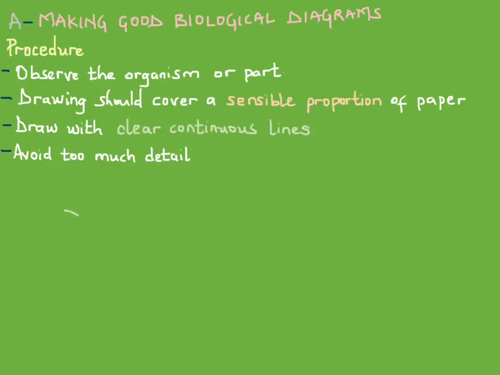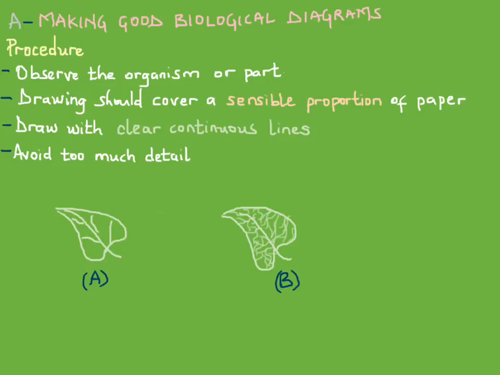For example, imagine you were asked to draw the diagram of a simple compound leaf. Diagrams A and B represent a simple compound leaf. However, diagram A shows much less detail, is accurate and straight to the point. However, diagram B shows a lot more detail and may not be the best choice in such a case.